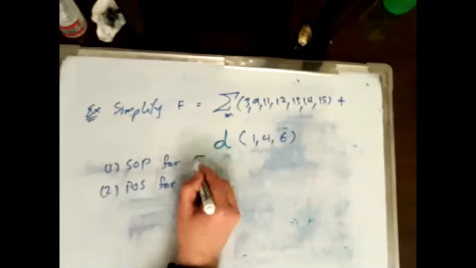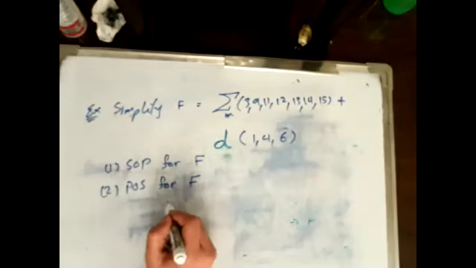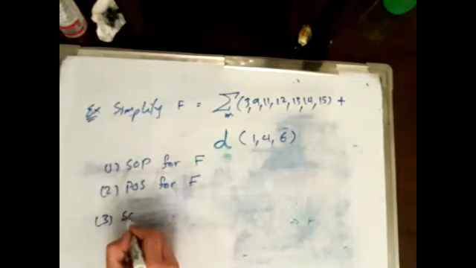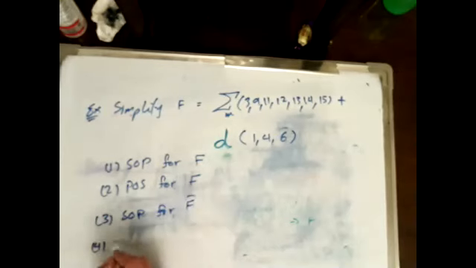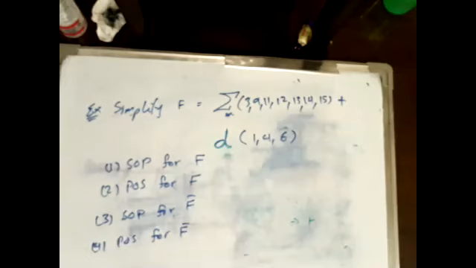Okay, we need the SOP for F and the POS for F. You can also, if you want, do the SOP for F bar and the POS for F bar for exercise.